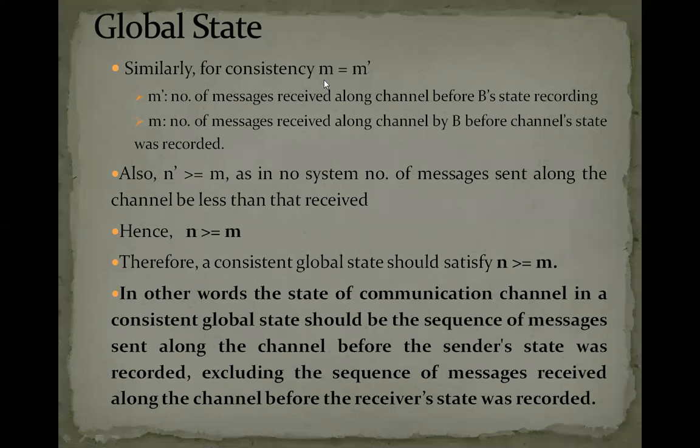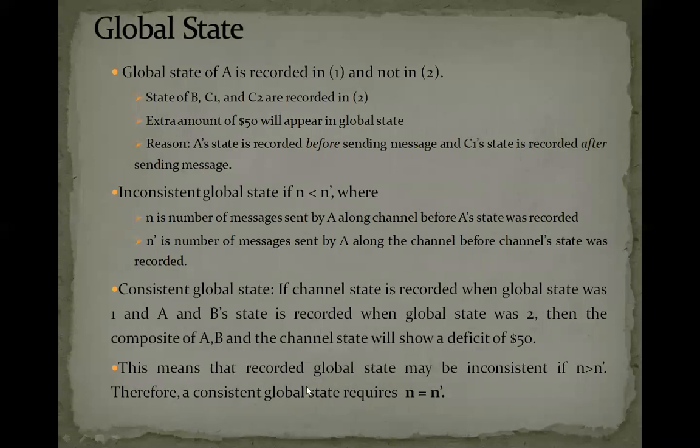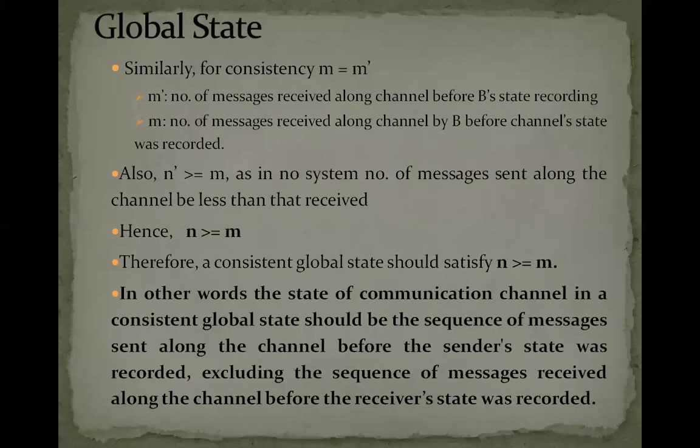And if m is equal to m dash, now if you go to the earlier case, it has been shown that if n is greater than n dash, then there will be inconsistency. So naturally n dash will be greater than or equal to m. If n dash is greater than or equal to m, there is no system in which messages sent along the channel will be less than those received. So naturally n will be greater than or equal to m. Therefore, the consistent global state should satisfy that n should be greater than or equal to m.